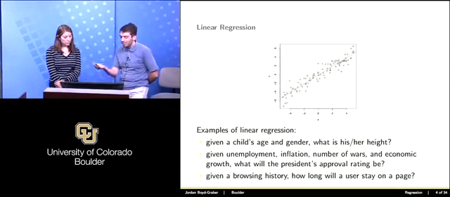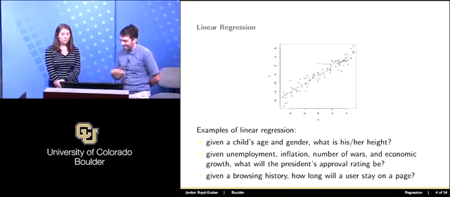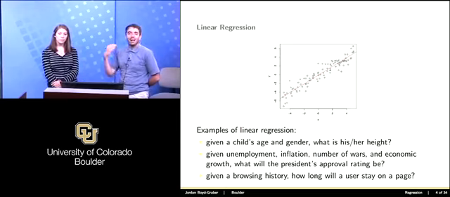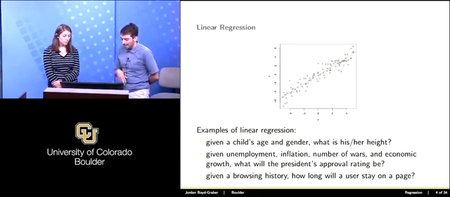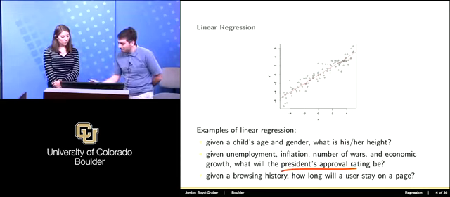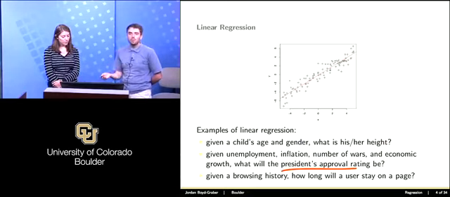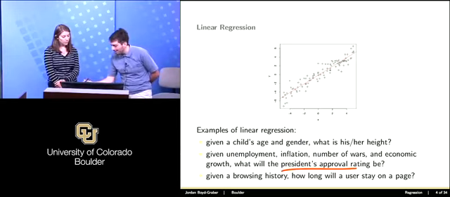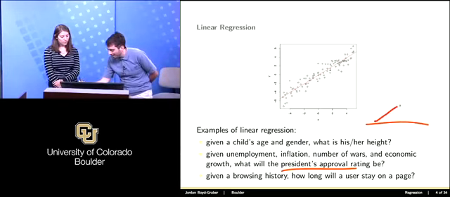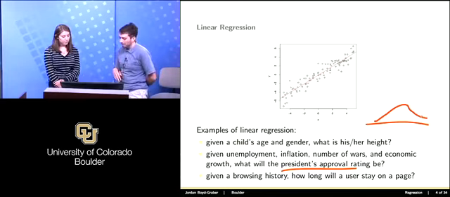So some examples of regressions that you might want to do: given a child's age and gender, what would their height be; given unemployment, inflation, and number of wars, on and on and on, what might the president's approval rating be? Given a browsing history, how long will a user stay on a page? These are all places where the output is some real number, not a single output, but something that makes sense to double, for instance. So any questions on the setup?